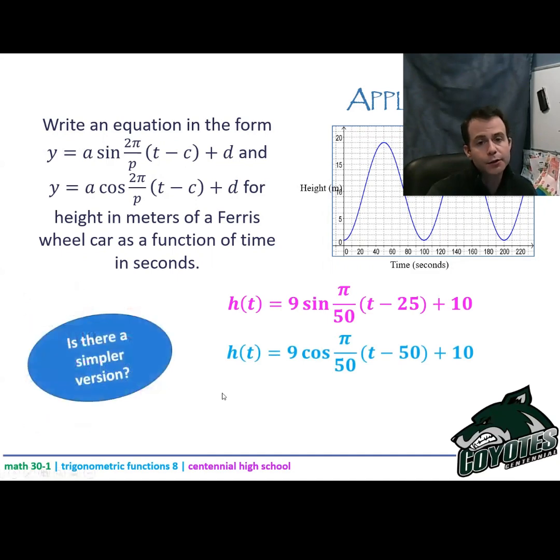And then again, is there a simpler version? Yeah, we could do the reflective cosine, which is -5 cos of pi over 50 t plus 10.